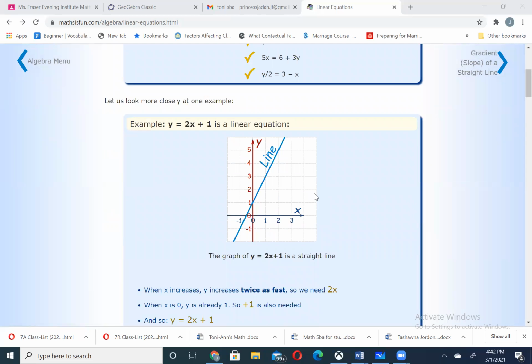Let's look at example 1. In example 1, the graph is a straight line, and we can see that when x increases, y increases twice as fast. For example, where x equals 1, y equals 3. Right? Can we see that?